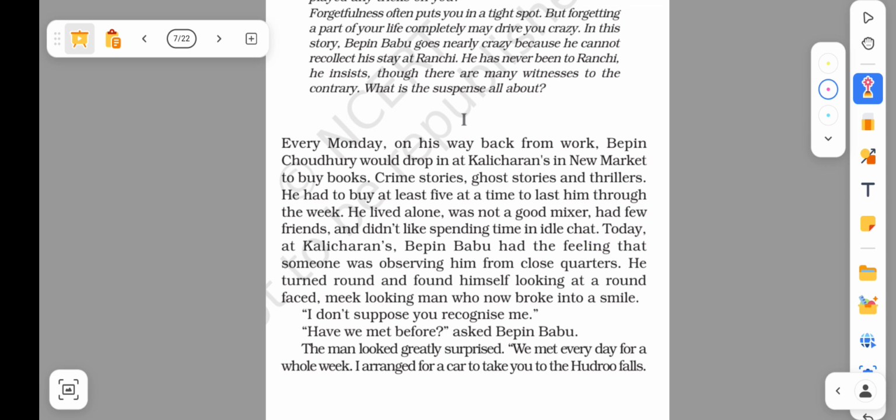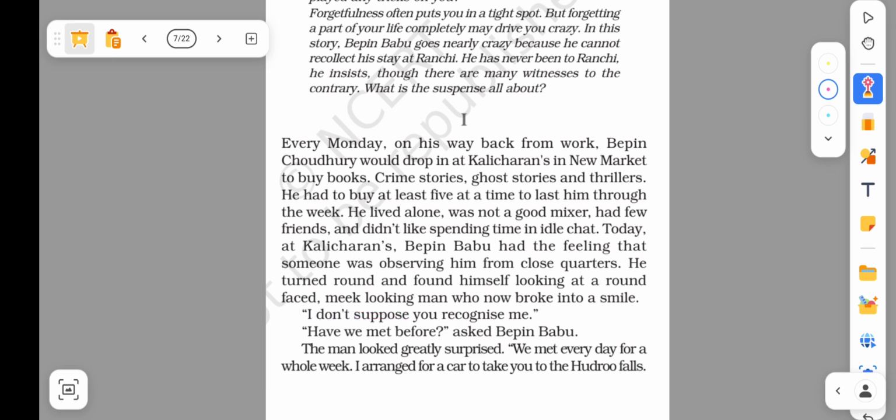Okay, today at Kalicharan's, Bipin Babu had a feeling that someone was observing him from close quarters. So it was Monday, and Bipin Babu was standing in that shop again, Kalicharan's bookshop, and he had that feeling that someone was staring at him from close by. Okay, he turned round and found himself looking at a round faced, meek looking man who now broke into a smile. So when he turned round, to see who was staring at him, he saw a person, a meek looking man.